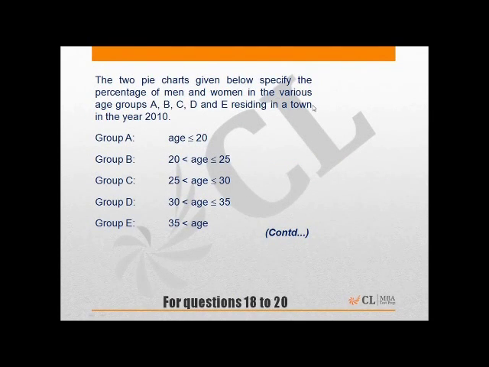Question 18 to 20, a set of DI around 2 items for me, as I said earlier. Let's quickly look at the data and understand how to solve these questions. 2 pie charts given below specify the percentage of men and women in various age groups A, B, C, D, E. So 5 age groups, as given here, in a particular town for a particular year, 2010.